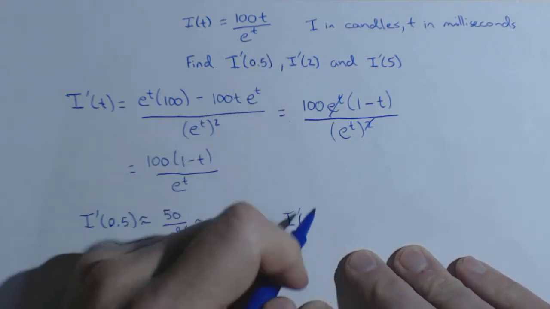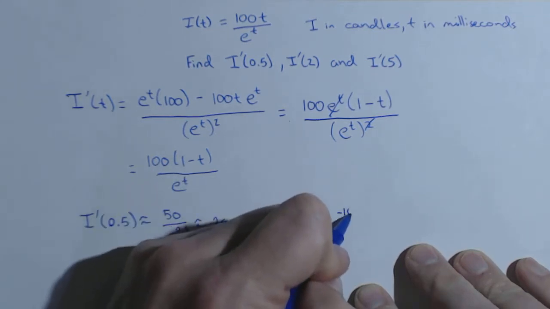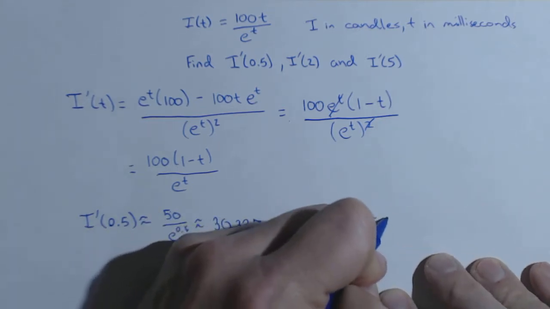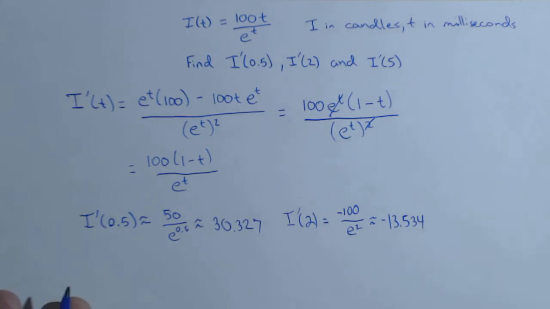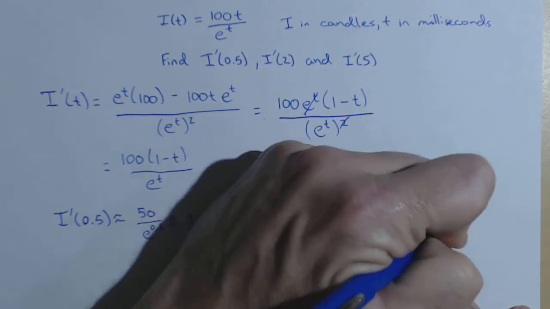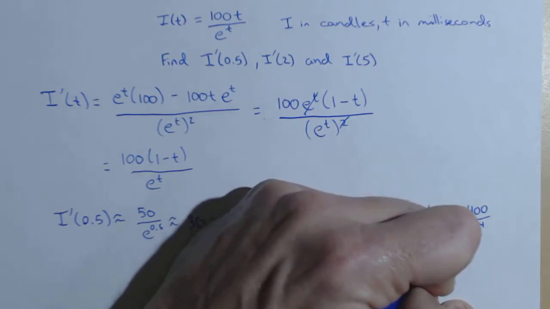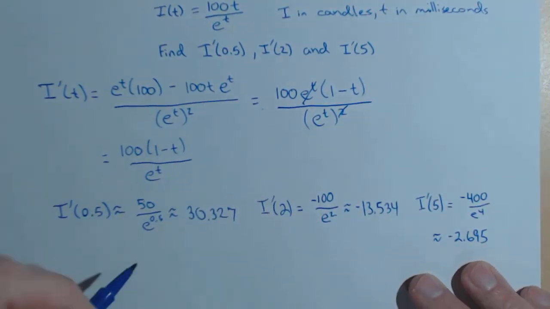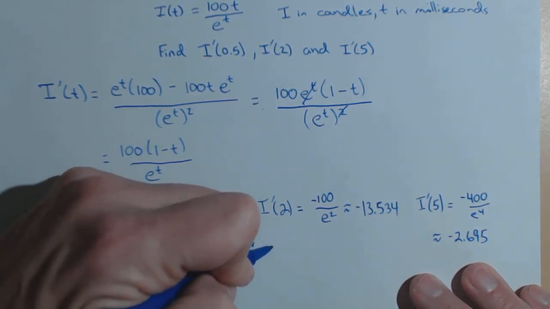I prime of 2 is going to be plugging 2 in here. We're going to get negative 100 over e squared, which is about negative 13.534. And finally, I prime of 5 is negative 400 over e to the fourth, which as a decimal is about negative 2.695. All of these are going to have the units candles per millisecond.